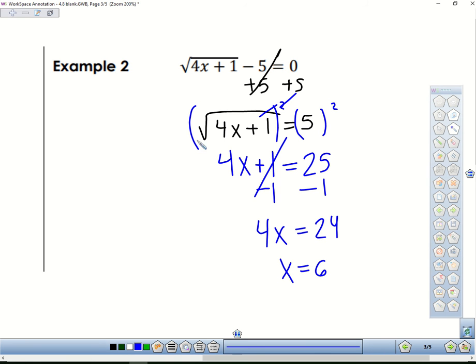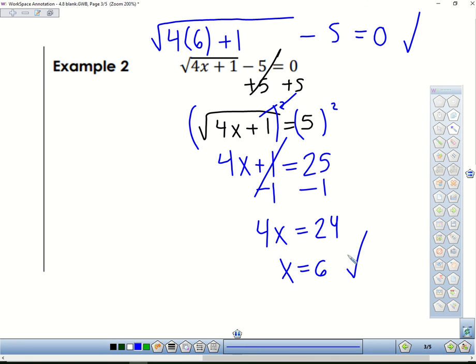Now, to confirm my answer, I go ahead and plug 6 back in for x to see if it's a true answer or not. So I just replace x with 6. So 4 times 6 is 24. 24 plus 1 is 25. Square root of 25 is 5. 5 minus 5 is 0. So yes, this is a solution.